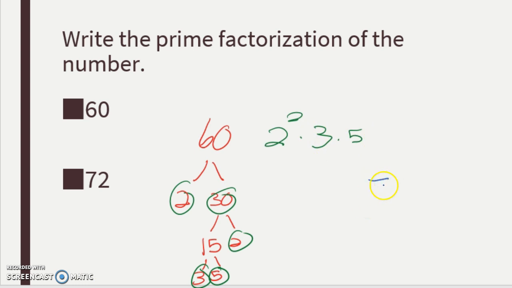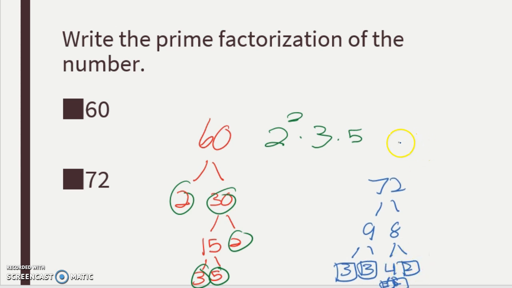All right, our next one here, we have 72. Break it into a couple things. I'm going to do 9 and 8. 3 and 3. 8 breaks into 4 and 2, which breaks down into 2 and 2. Box, box, box. My final answer is going to be 2 to the third times 3 squared. Remember that whenever you're doing this, you must have the number with the biggest exponent first.